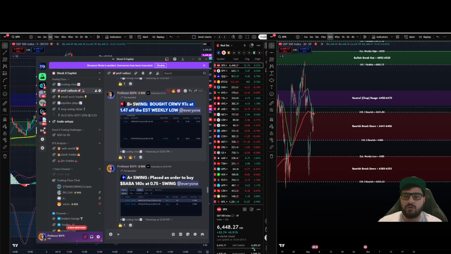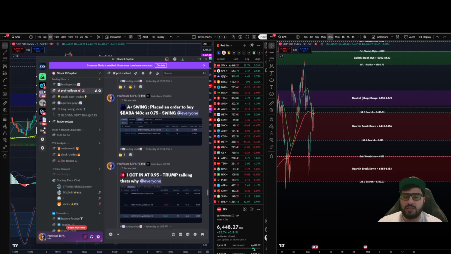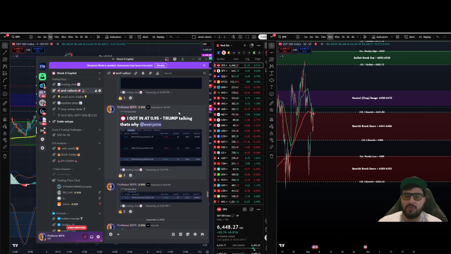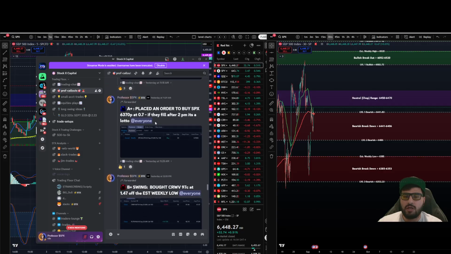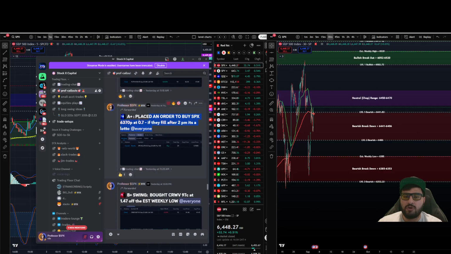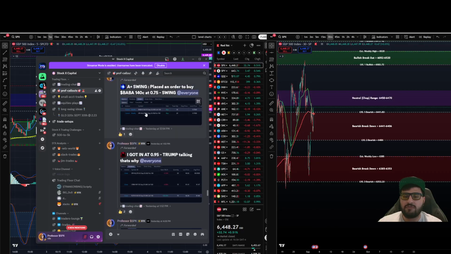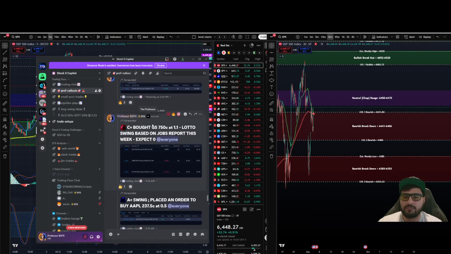We took these CoreWeave calls here, which did go up 30%, but we still held. They're doing a little bit weaker now. So we jumped in at 95 cents for this trade over here, but it would have failed and it would have definitely ripped there as well.